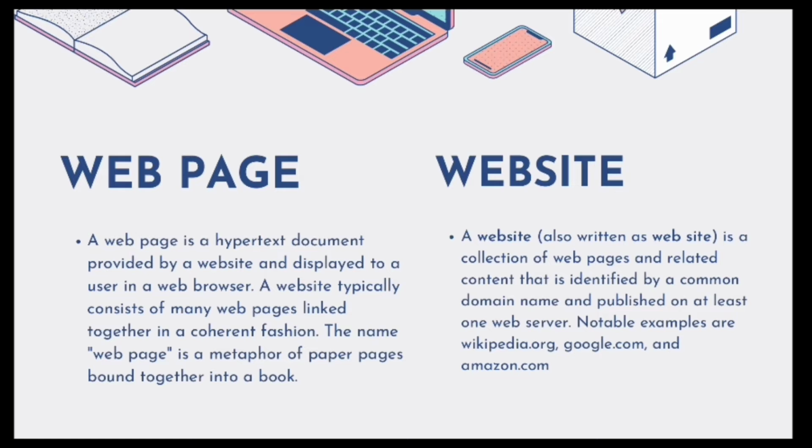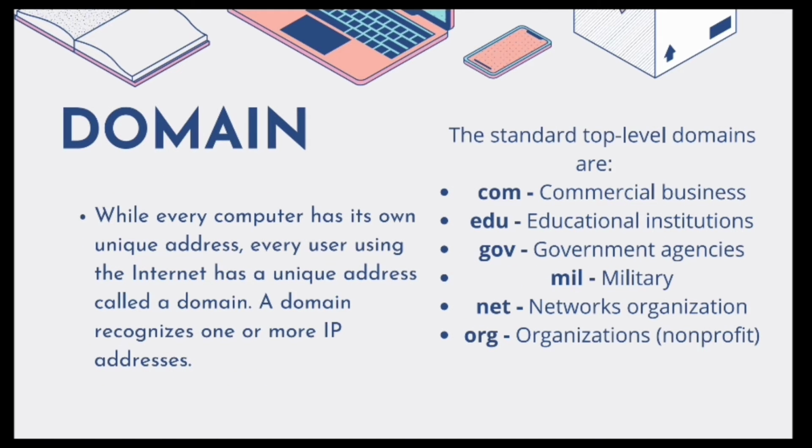Fourth is website. A website is a collection of web pages and related content that is identified by a common domain name and published on at least one web server. Notable examples are wikipedia.org, google.com, and amazon.com.